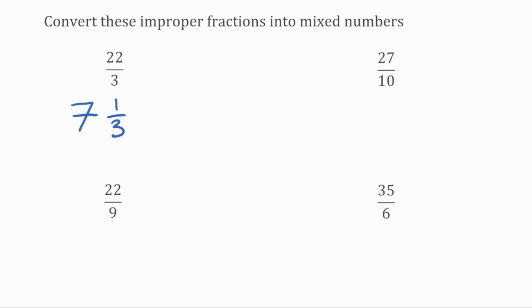For our next question, we've got 27 over 10. Again, how many times does 10 fit into 27? Well, that fits in 2 whole times because 10 times 2 is 20, leaving us with a remainder of 7. So that would be 7 over 10. So that fraction would be the same as 2 and 7/10.